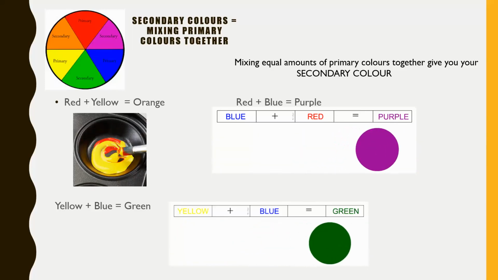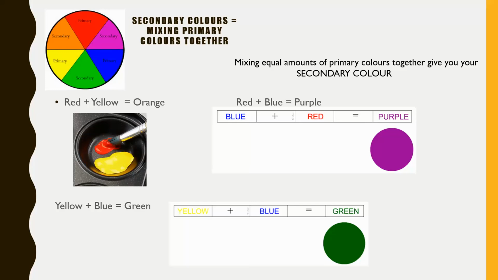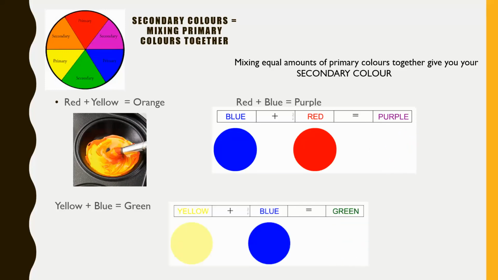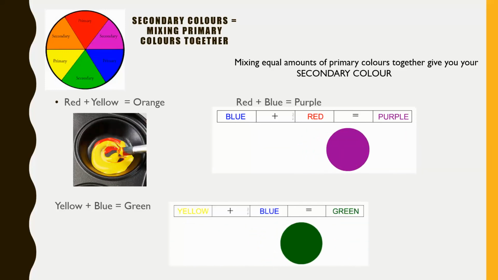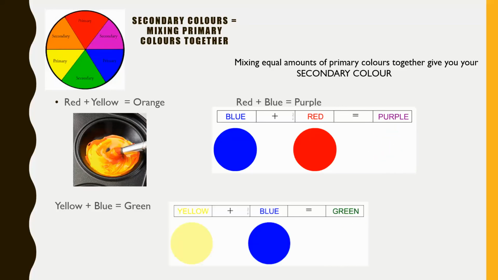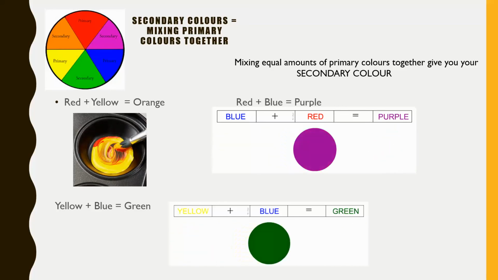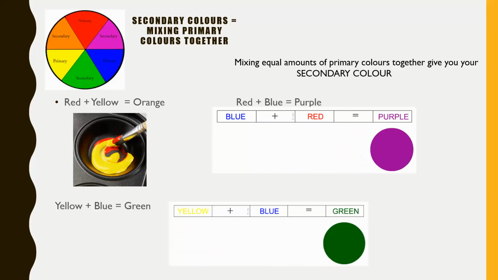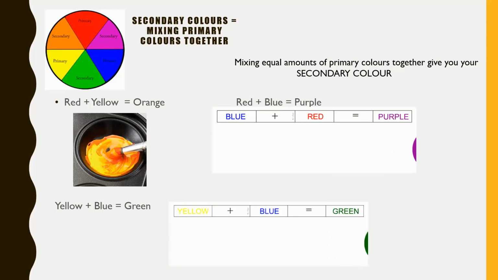If we mix more red to blue, we'll get a reddy purple. And more blue to red, we'll get a bluey purple. And the same with the green. More yellow to blue, we'll get a yellowy kind of limey green. And more blue to yellow, we'll get kind of a deep, dark, bluey green.